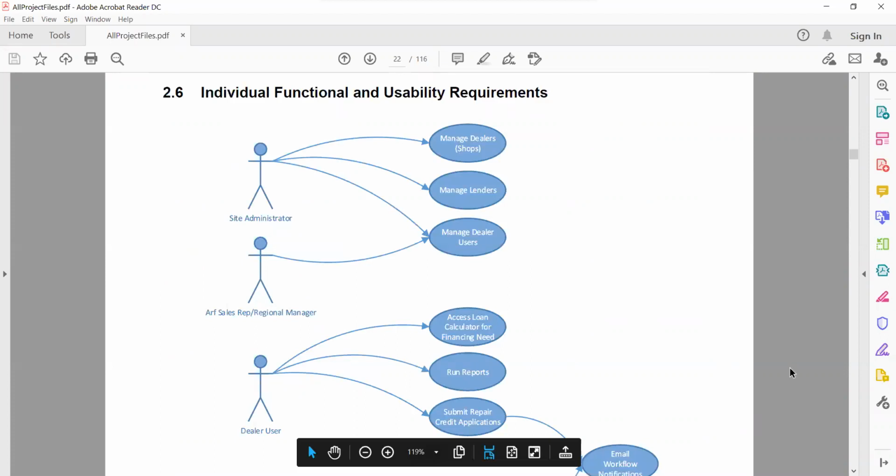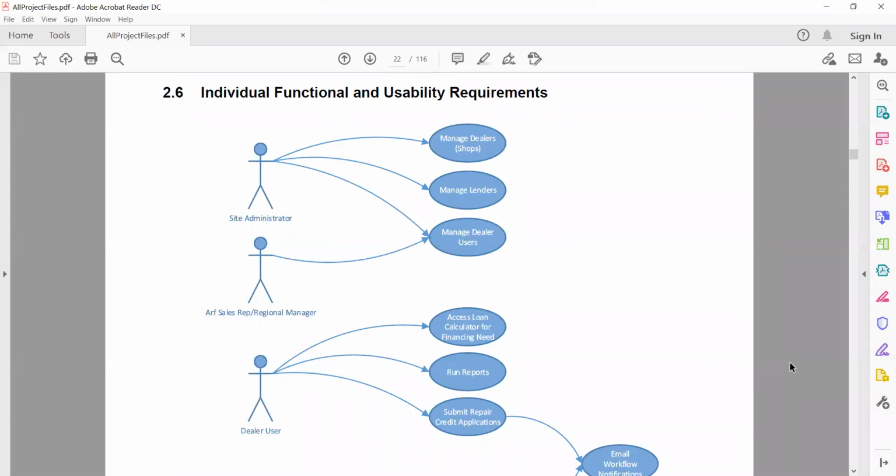Any question on this particular diagram? Can anybody share with me what your understanding is when you read the document about this diagram? It's telling what each user is responsible for. For example, the site administrator is responsible for managing three things. And then dealers are users who have three different categories that they're dealing with.